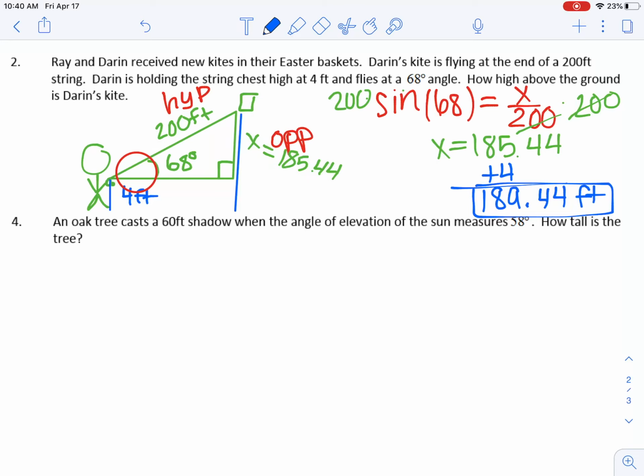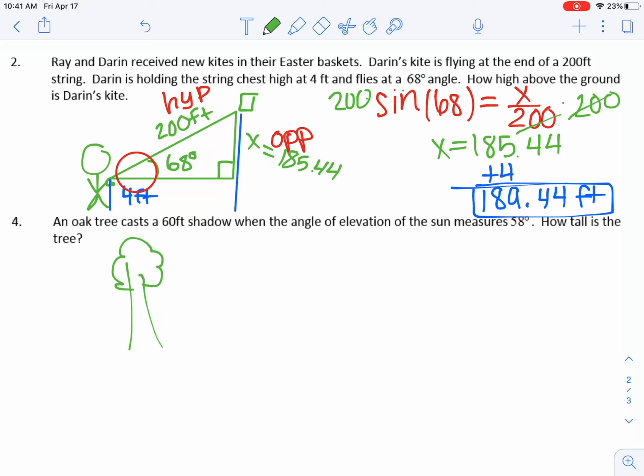Okay, in the next couple examples, I'm going to help you set up the pictures for some of the problems you'll be doing on the homework, and then I'm going to have you finish solving them as your homework. So number 4, an oak tree casts a 60-foot shadow when the angle of elevation of the sun measures 58 degrees. How tall is the tree?